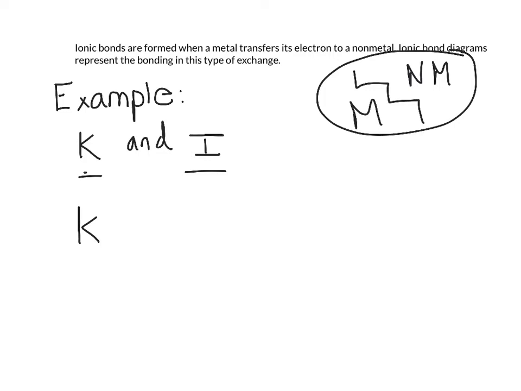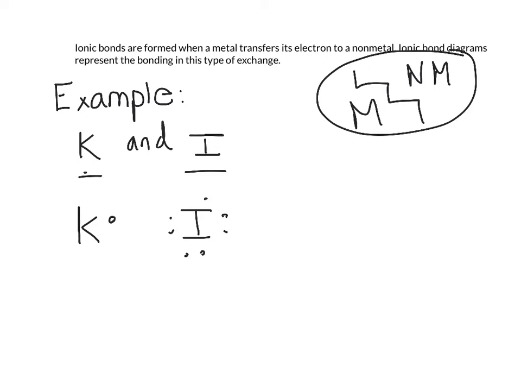So potassium has one valence electron, so I'm going to put my K with one dot next to it. And my iodine, when I look at that, it's in group 17, so I know it has 7 valence electrons. And so I'm going to have 2 on each side, except for the last side, I'm going to have just 1.